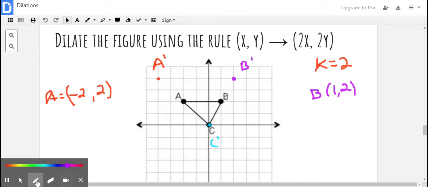And then I just need to choose another color to connect all these points. So I would be just connecting all of them back to our original C prime. And you can tell that our orange triangle is now twice the size of our original triangle.